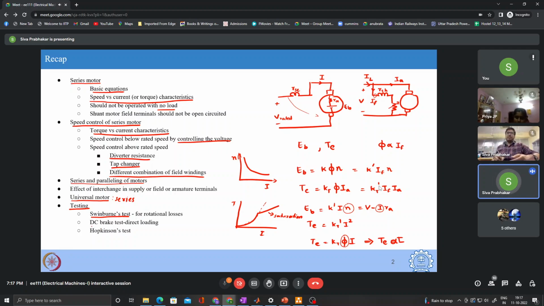In the case of the DC brake test, we directly load the motor. The motor gets unnecessarily loaded just for testing purposes, and as we load it more and more, more current will be drawn and a lot of losses will occur in the motor. They will be dissipated within the motor and wasted. So it is not good to conduct this test, and this Hopkinson test was introduced. It is not covered as such, so it will be covered next week.